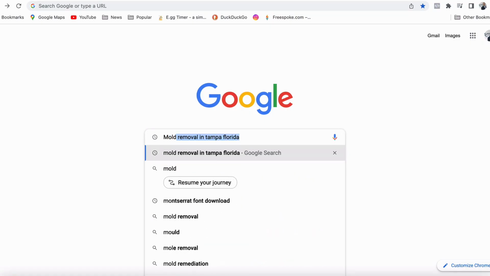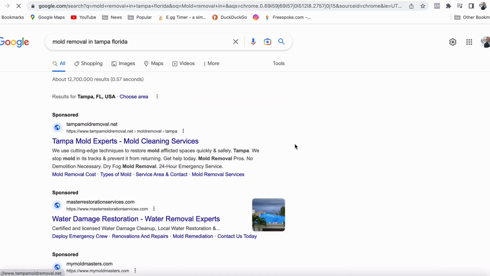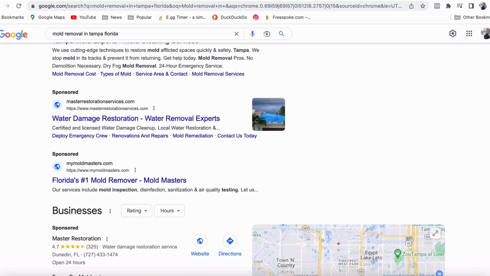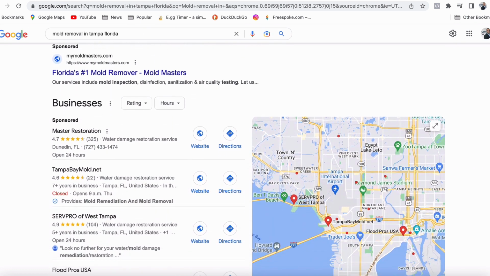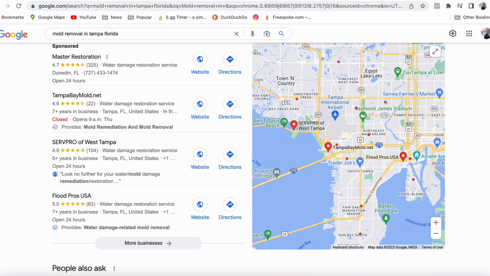So if you look at mold removal near me or mold removal in the Tampa Bay area, you will find that the first listings are paid advertising. They're sponsored listings. But right below that, you will see the map and some business listings. That is not a website listing, but a business listing on Google. These are Google listings and they are called Google Business.